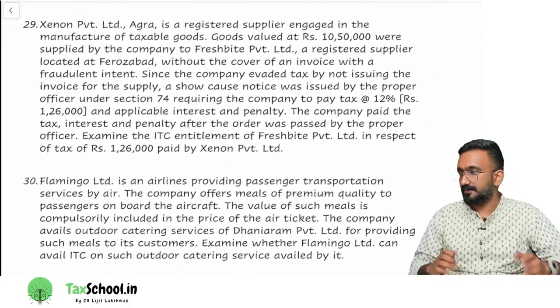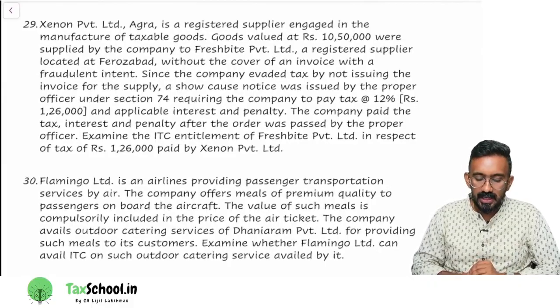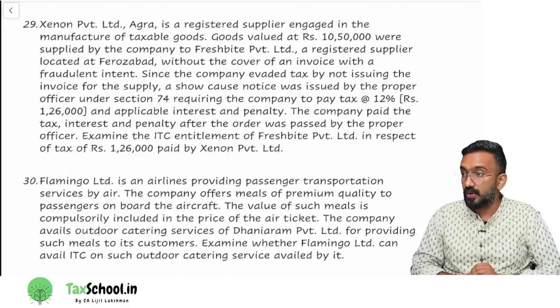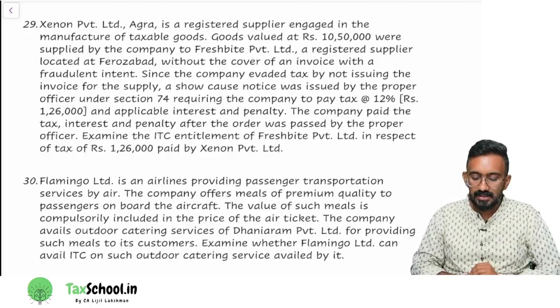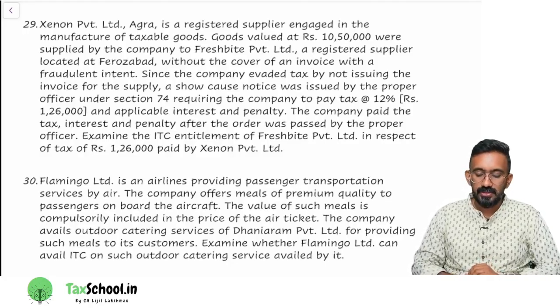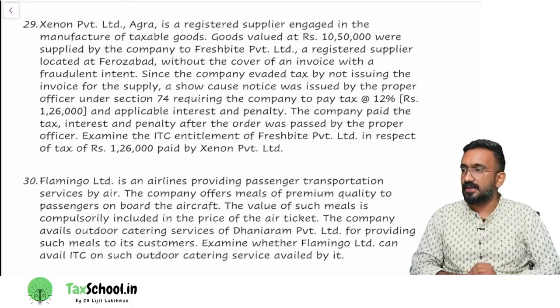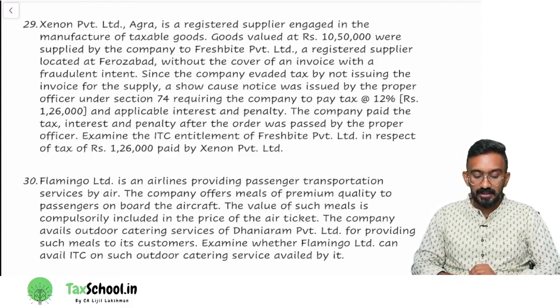Look at question 29. Xenon Private Limited, Agra, is a registered supplier engaged in manufacture of taxable goods. Goods valued at rupees 10,50,000 were supplied by the company to Freshbite Private Limited, a registered supplier located in Firozabad, without an invoice, with fraudulent intent. Since the company evaded taxes by not issuing an invoice, a show cause notice was issued under section 74, and the company paid a tax of 1,26,000 and interest and penalty. The company paid the tax, interest and penalty after the order was passed by the proper officer. Examine ITC entitlement for Freshbite Private Limited in respect of 1,26,000.